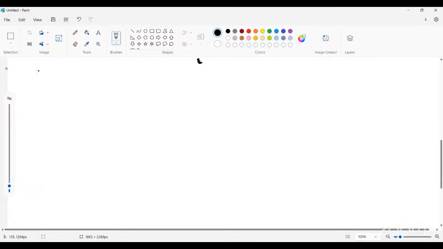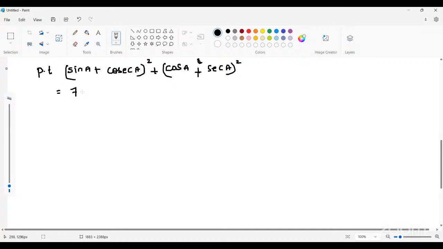Right. So, this is a proof sum which says prove that sin A plus cosecant A the whole square plus cos A plus secant A the whole square is equal to 7 plus tan square A plus cot square A.